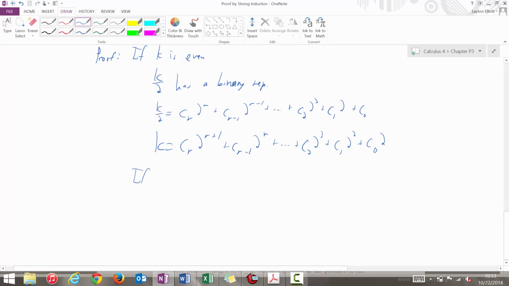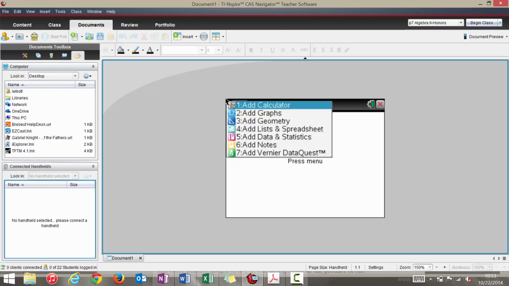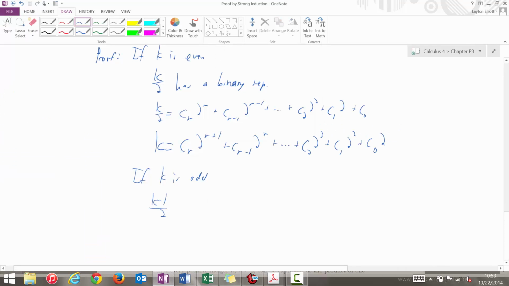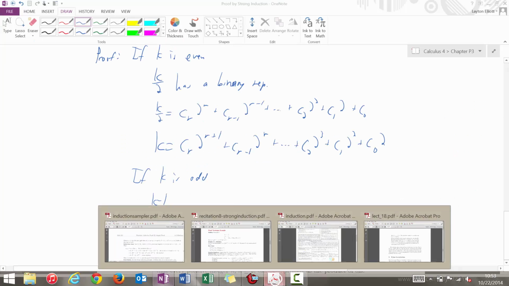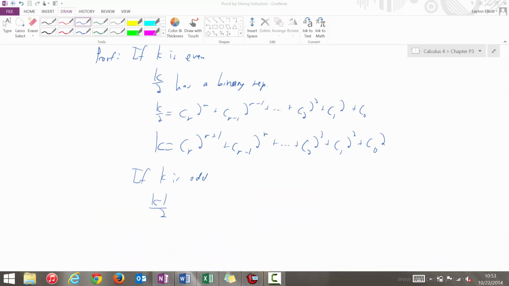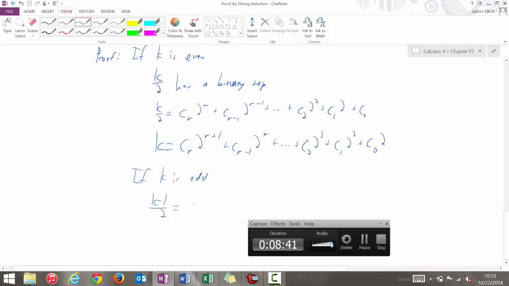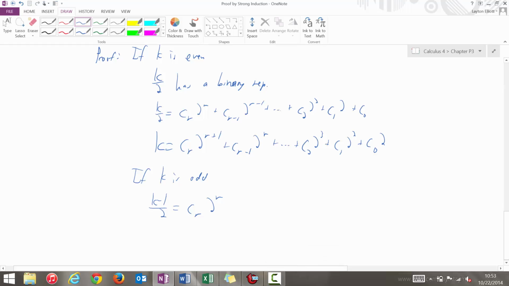If k is odd, then k plus 1 over 2 is a way to represent the odd number. Or sorry, k minus 1 over 2. Actually, it doesn't matter, but I'll do k minus 1 because it'll be cleaner. We've got c sub r 2 to the r plus c sub r minus 1 2 to the r minus 1.